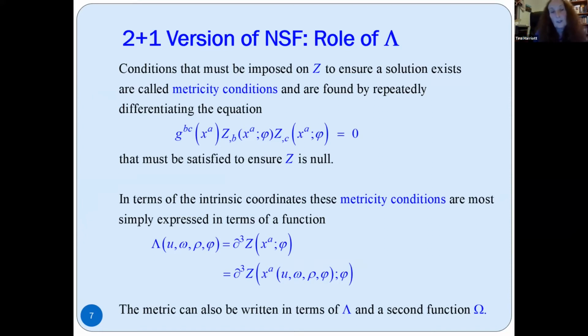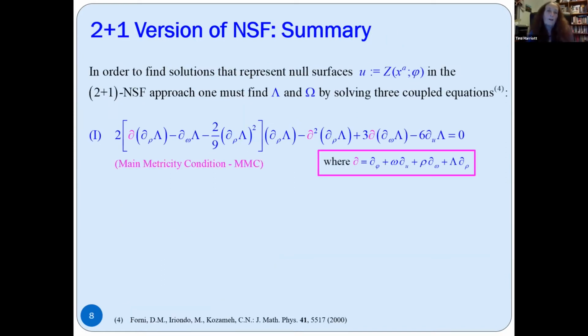It turns out that in terms of the intrinsic coordinates, these metricity conditions are most simply expressed in terms of a function which we denote by lambda, which is the third derivative of Z with respect to the parameter phi. The metric can be recovered and written entirely in terms of this function lambda and a second function that will be defined shortly called omega. One finds that one has to solve three coupled equations. The first is shown here and is called the main metricity condition.